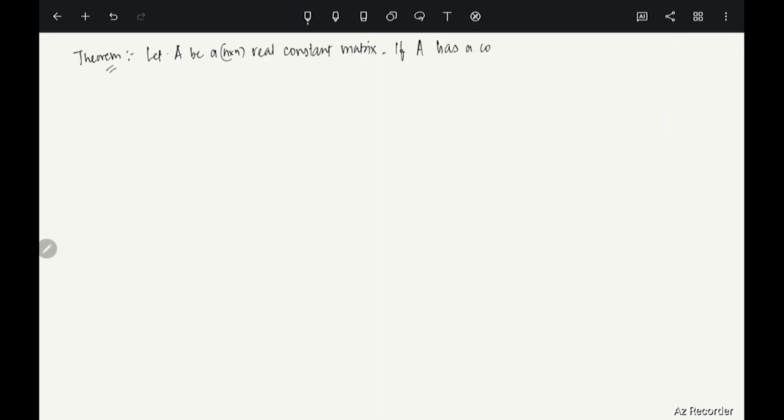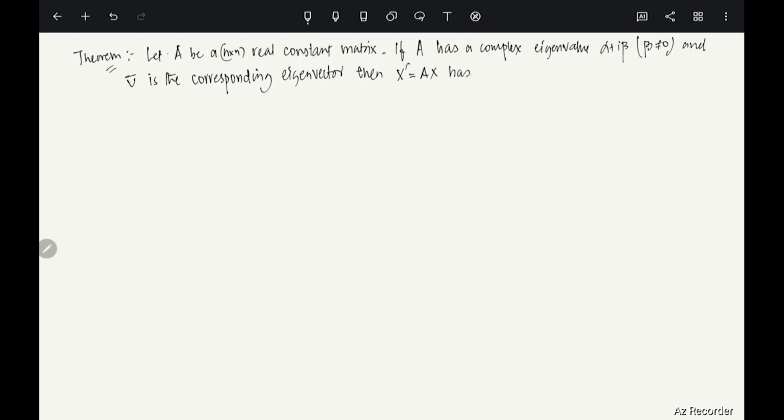And if A has a complex eigenvalue alpha plus I beta, that is beta not equal to 0, so a complex eigenvalue, and v is the corresponding eigenvector, if this is true, then x prime equals to ax has two linearly independent real valued solutions. This is important, real valued solutions.